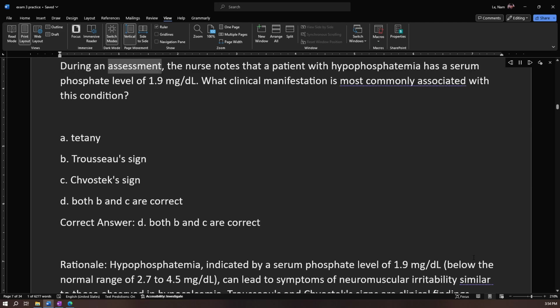During an assessment, the nurse notes that a patient with hypophosphatemia has a serum phosphate level of 1.9 milligrams per deciliter. What clinical manifestation is most commonly associated with this condition? A. Tetany. B. Trousseau sign. C. Chvostek sign. D. Both B and C are correct. Correct answer: D. Both B and C are correct.